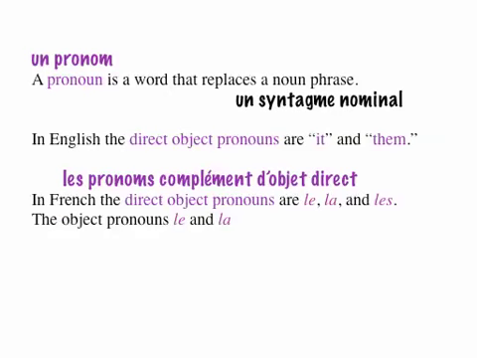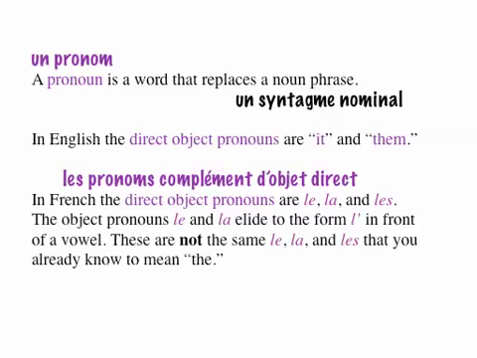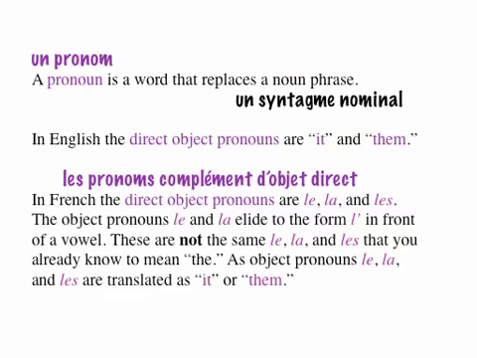And the object pronouns le and la elide, they lose a letter, to form l'apostrophe in front of a vowel. Notice that these are not the same le, la, and les from French 1, the ones that you already know to mean the article le, la, and les. These are the object pronouns le, la, and les, and they are translated as it or them. So if you think about le garçon porte le costume, le costume is masculine and singular, is an object. It can be replaced by the masculine singular object pronoun le.